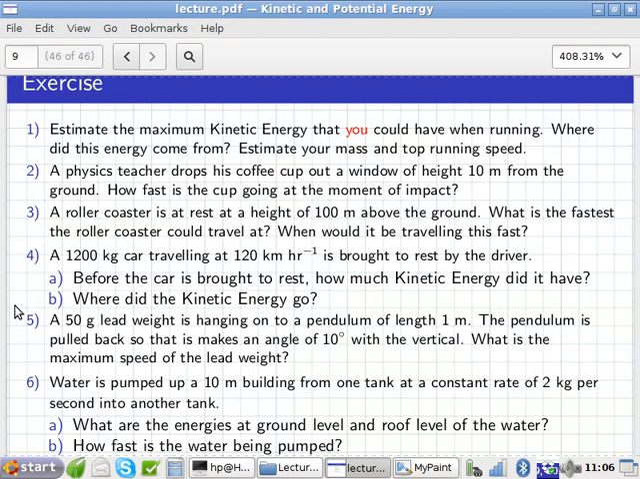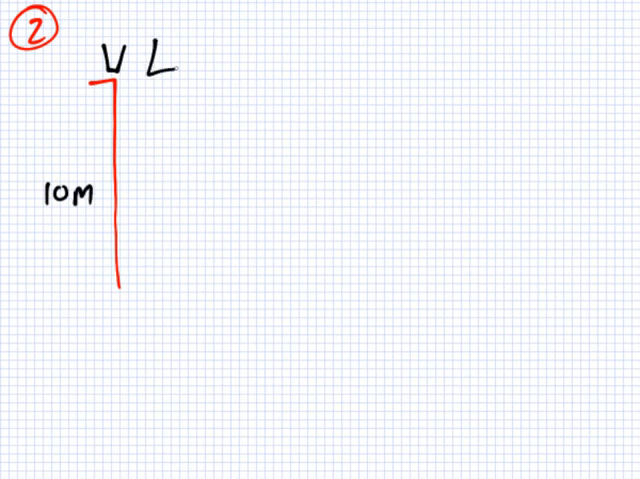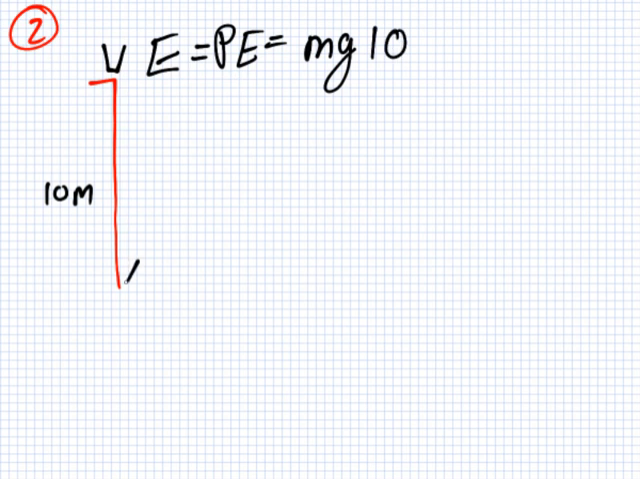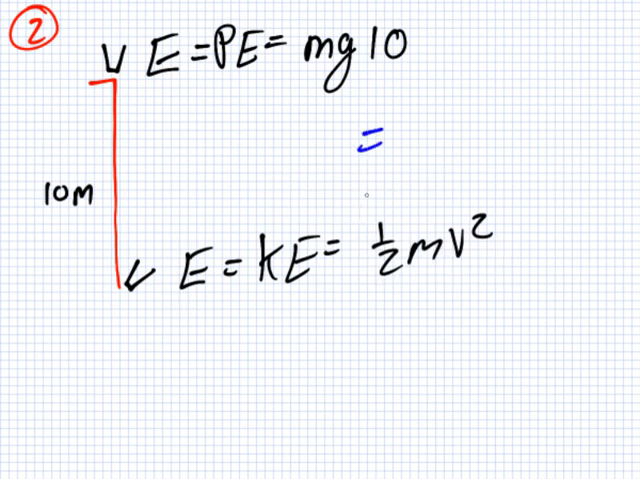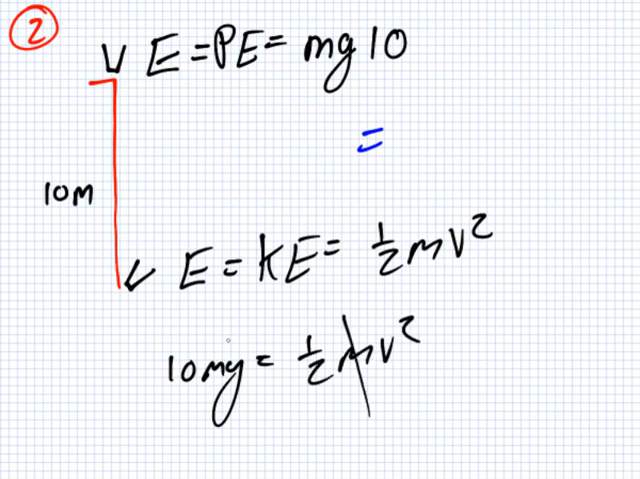Teacher drops his coffee cup out the window. Alright, so here I have my cup, and it falls 10 meters. The energy here, kinetic or potential? Potential. mgh. The energy here, kinetic or potential? Kinetic only. A half mv squared. But they must be equal. So you get 10 mg must equal a half m v squared. So v must equal the square root of 20 g, which is 14.